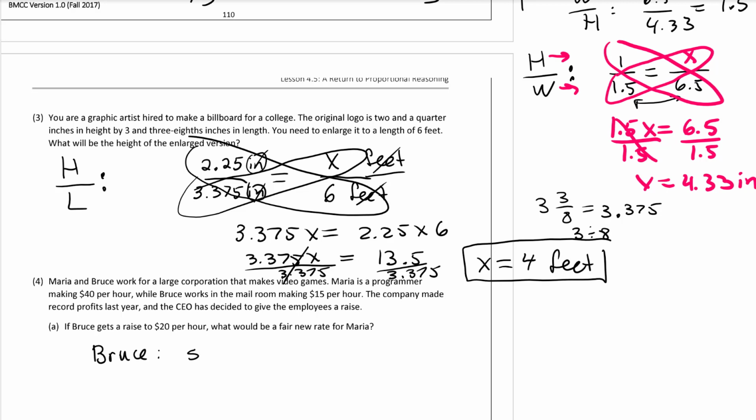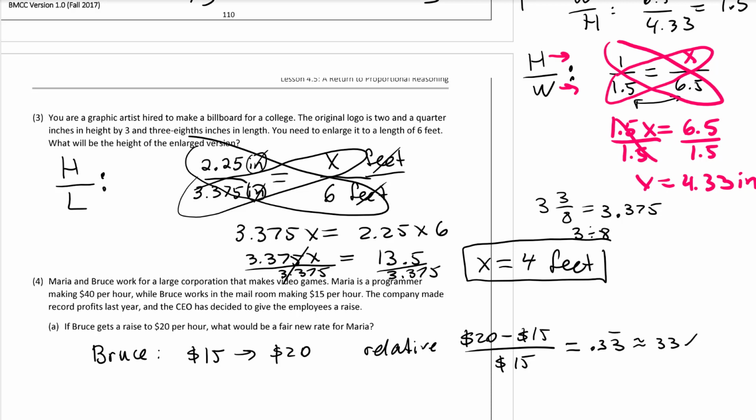He was making 15, and now it was raised to 20, right? So we can calculate the relative change. Remember, subtract and divide it by the original. So it's 5 over 15, 5 divided by 15, and that's about 33%, repeating.